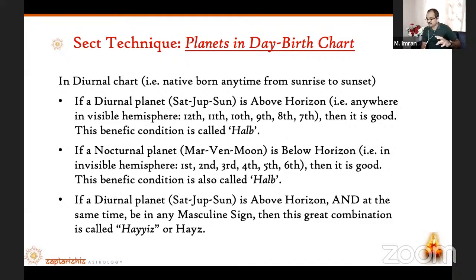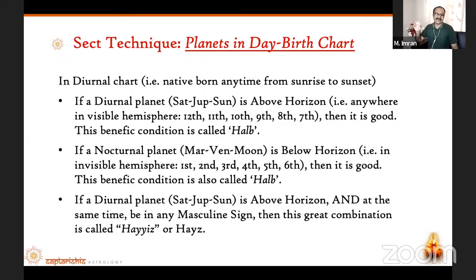If you are using Western astrology software, you might see an option of sect or haze. Haze is a Latinized word for the actual Arabic hayyiz. Hayyiz means in its own place, in its own abode, right? Jupiter is a day planet. Jupiter feels good when it is in the day part of the chart, in the 8th house, 9th house, 10th house, 11th, 12th house, a part of the first house, right?